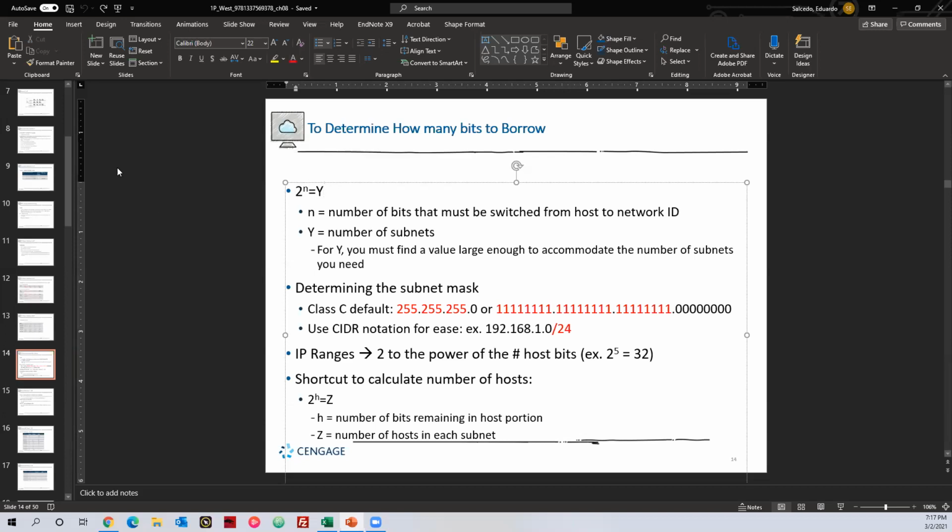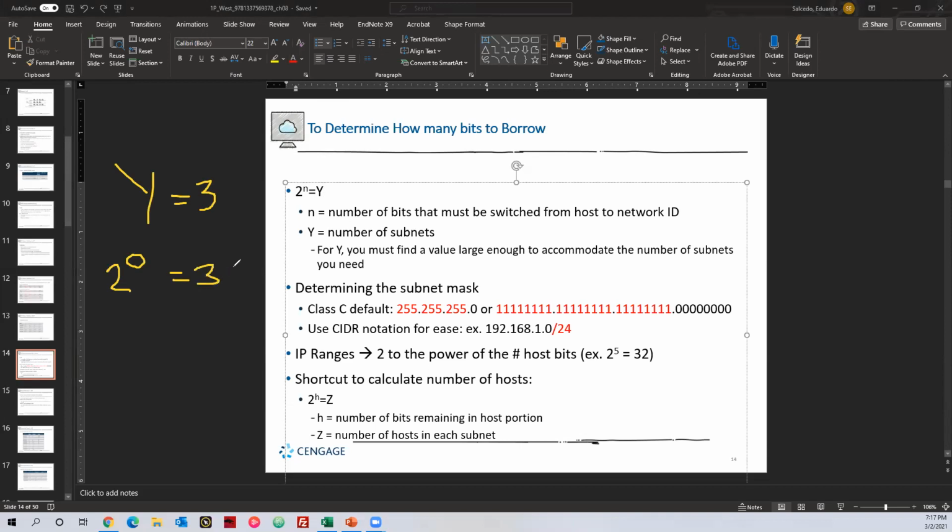If my y is 3, let me annotate. So I say y equals 3. I want 3 subnets. 2 to the power of what gives me 3 or more? You go 2 to the second power, which is 4. Is 4 more than 3? Yes. 2 to the power of 1 gives me 2. Is 2 more than 3? No. So I have to stick with this one. And you can leave one network unused. You don't have to use them all. You can just leave it there, gathering dust, as you would say.